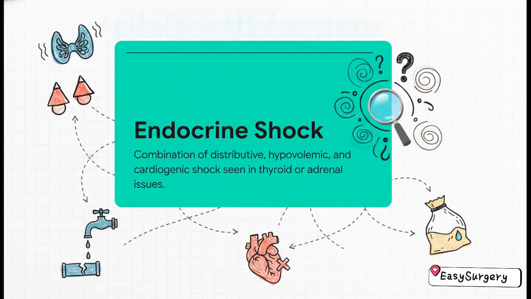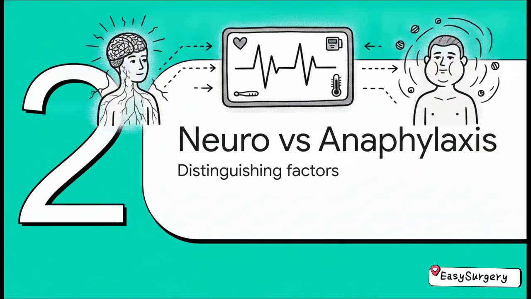Then we have endocrine shock, which is honestly a bit of a physiological wild card. You'll see this in patients with severe hyper or hypothyroidism or acute adrenal failure. It presents as this really messy combination of distributive, hypovolemic, and cardiogenic shock all rolled into one. It's rare, sure, but you absolutely have to keep it in the back of your mind when the standard vitals just aren't lining up. Moving right along to Section 2, neurogenic versus anaphylactic shock.